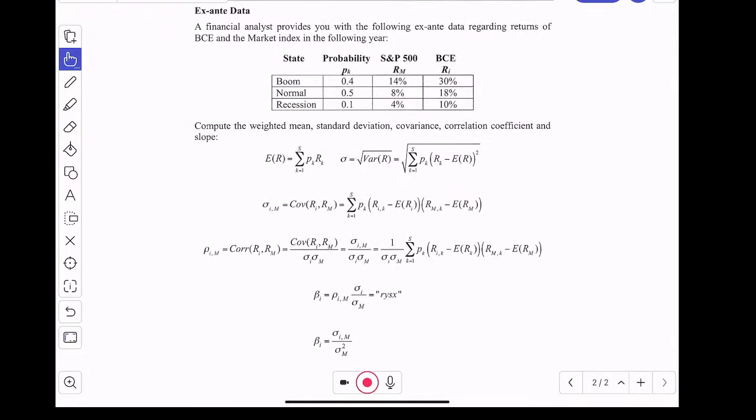So do I ever need to see these formulas? I don't expect you to rewrite these formulas at all, but you should be able to read them and be confident about what you're looking at, knowing that this is the weighted standard deviation, weighted covariance, and this is the weighted correlation. You should feel all right about seeing that.